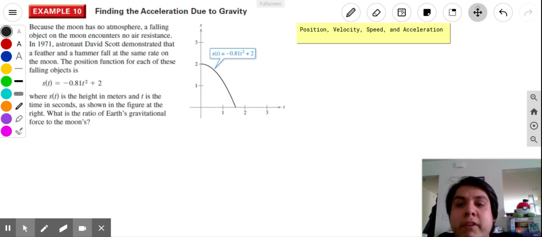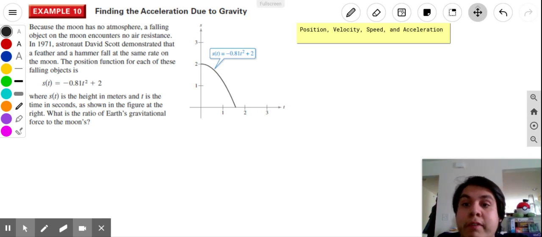The position function for each of these falling objects is s of t equals negative 0.81 t squared plus 2, where s of t is the height in meters and t is the time in seconds, as shown in the figure. What is the ratio of the Earth's gravitational force to the moon's?